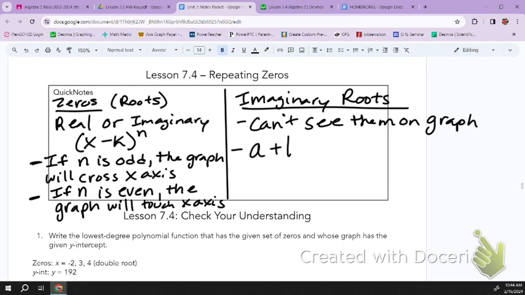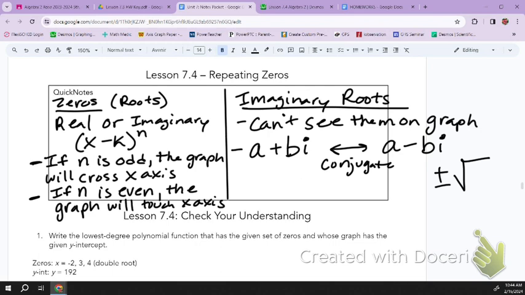Again, we're going to look at this form where A is the real part and Bi is the imaginary part. This is a complex number. Its conjugate is going to be A minus Bi. We call that a conjugate. It comes from square rooting, the plus or minus of the square root. What questions do we have?